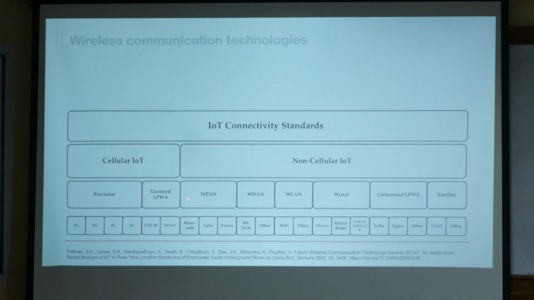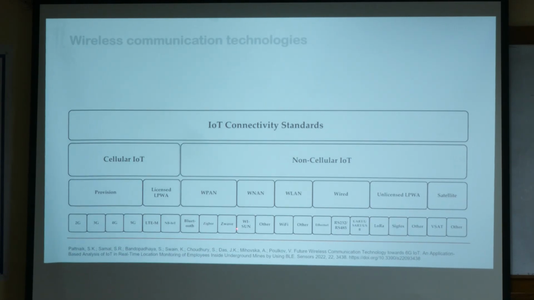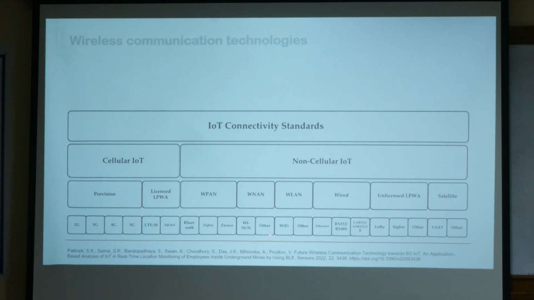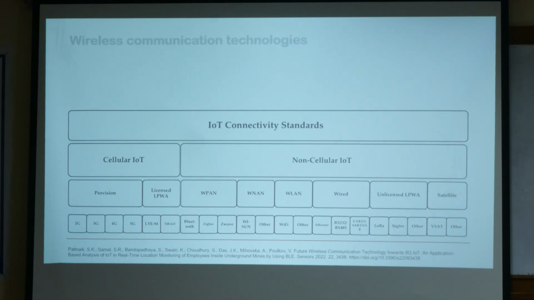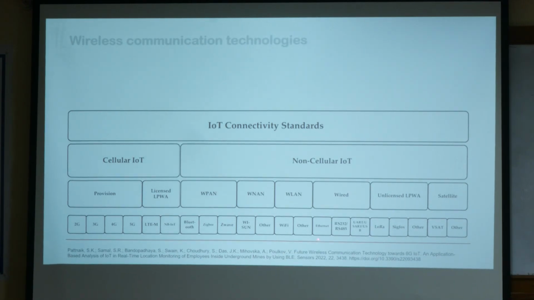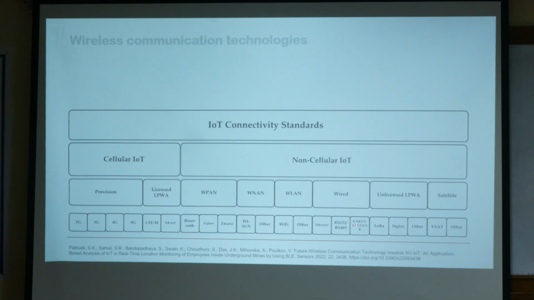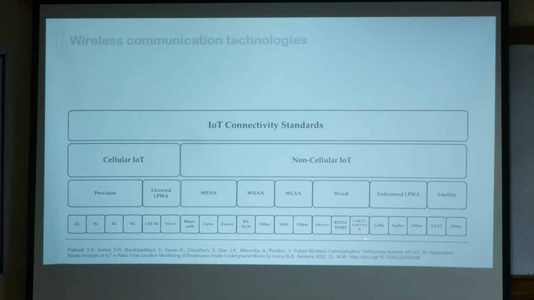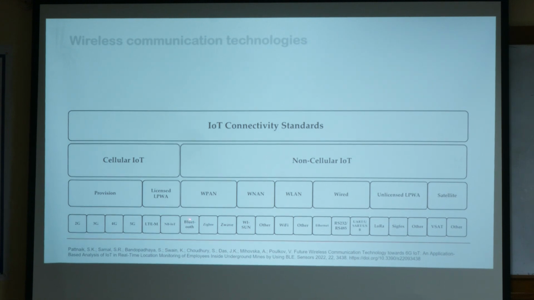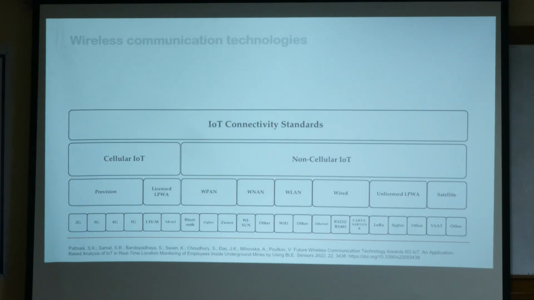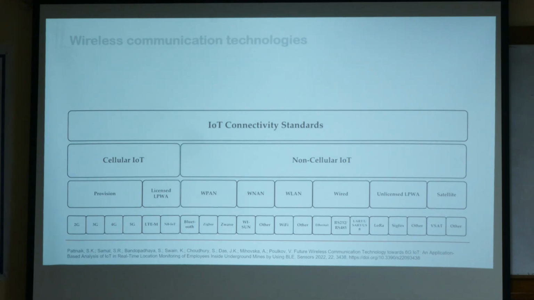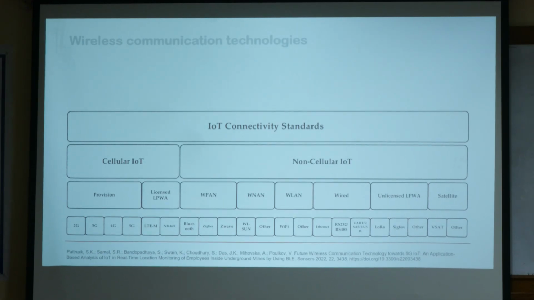And in WPAN, you have Bluetooth, Zigbee, Z-Wave. And in WNAN, you have Wi-Fi HaLow and others, and LAN is Wi-Fi and equivalents, and wired you have Ethernet, RS-485 and USARTs, and in unlicensed LPWA you have LoRa, Sigfox. These two are very competitive to the 5G networks, and satellite is VSAT and the direct satellite phones or satellite SIMs. You are getting it nowadays. You can use it in your mobile and you can get connected to satellite also.